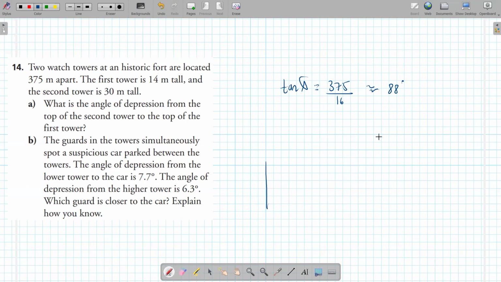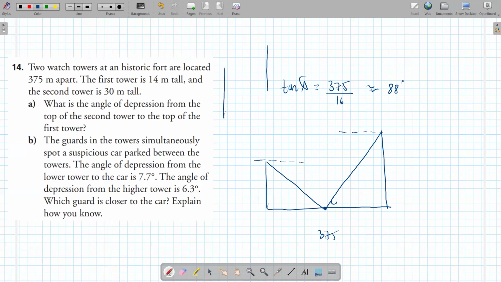So there's a short tower, tall tower. This distance is 375. The car is somewhere here. And angles of depression are always from the horizontal. Actually, the last question, I don't know if we did that right. Let me just double check.